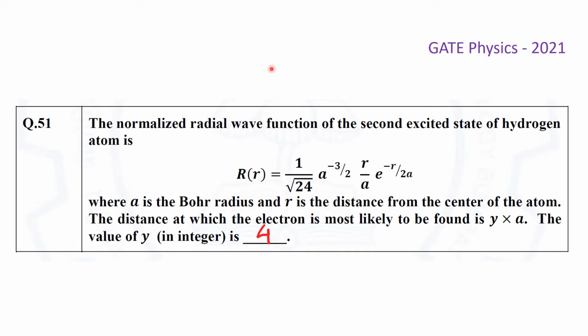We have already solved this problem, and also we have discussed some important tricks which will be very useful to tackle this type of problem very easily. And we found that the answer of this numerical answer type question is 4. So the distance at which the electron is most likely to be found will be 4 times the Bohr radius.